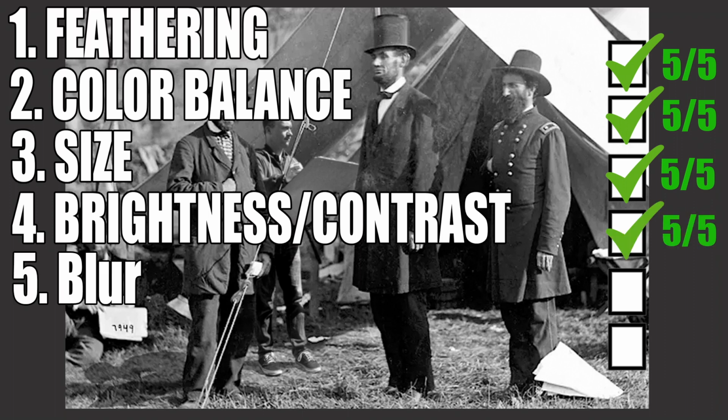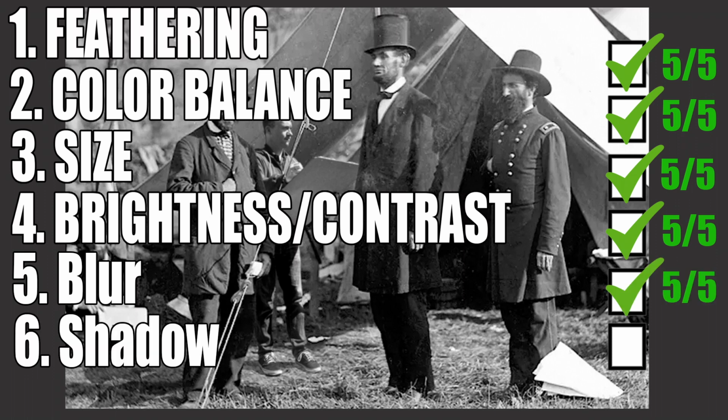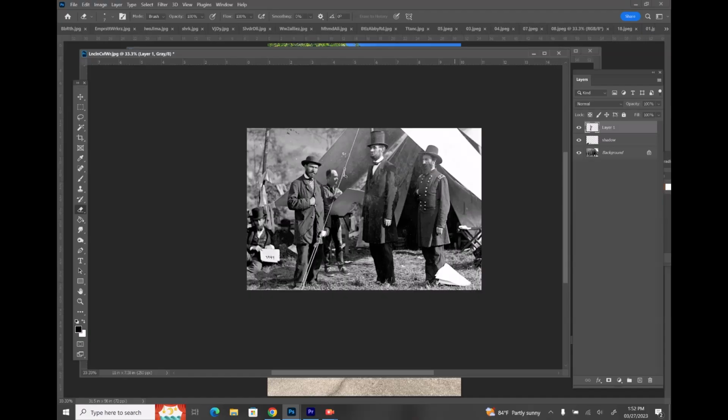Did I make my picture blurry? Yes, 5 out of 5. Did I add a shadow to the background? Yes, 5 out of 5. For a grand total of 30 out of 30, this is what a 100A will look like. On to the next one.